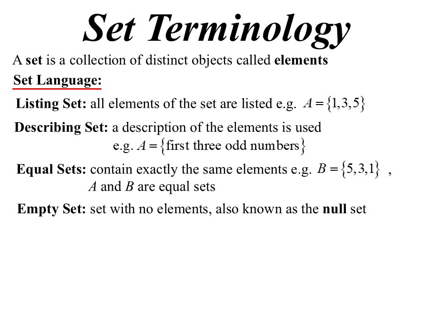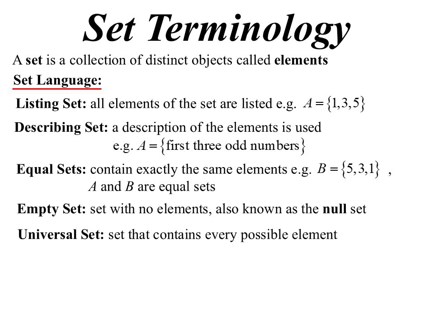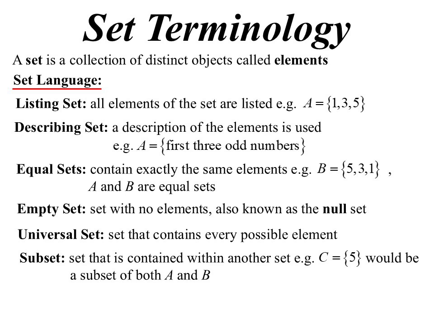The empty set is the set that contains no elements. So it's sometimes called the null set. Whereas the universal set is one that contains every possible element. That'd be like our sample space, I guess, in probability. A subset is a set that's contained within another set. So here's another set here, C, which is simply the number 5. That would be a subset of both A and B as well.